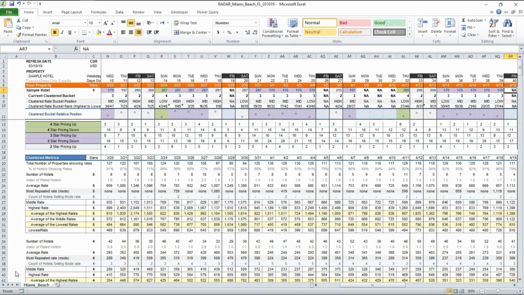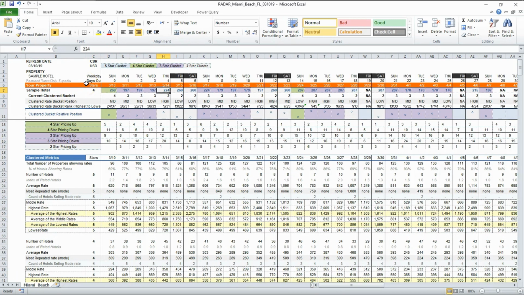Now, let's take a closer look at the results from this radar report, and let's extract some insights from the positioning of the rates for our sample hotel. Again, the rates for this sample hotel are real, but we have hidden the name for obvious reasons. So let's look for some examples of how radar reveals information that is hidden by the traditional comp set.